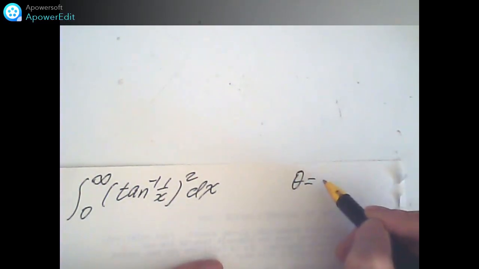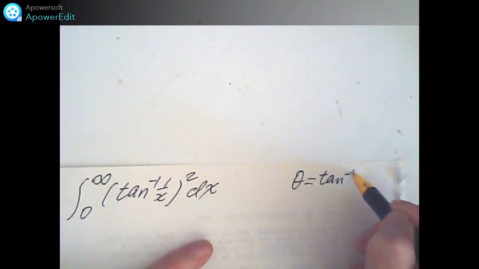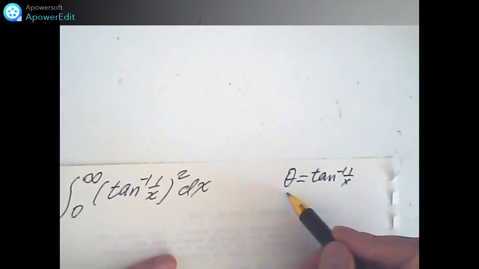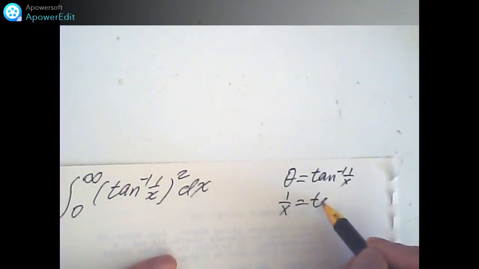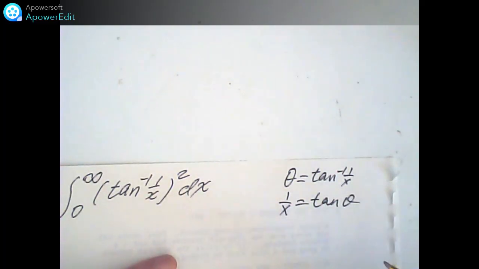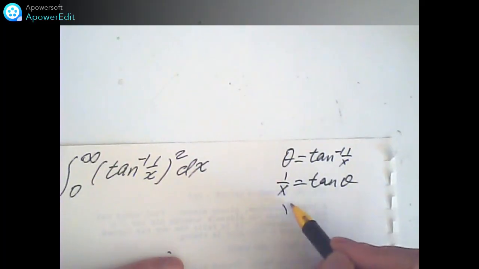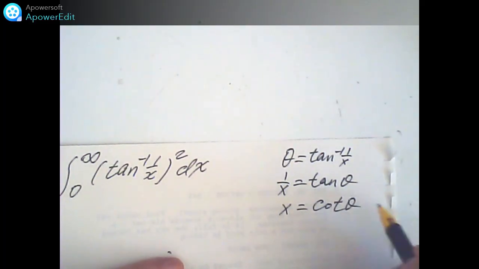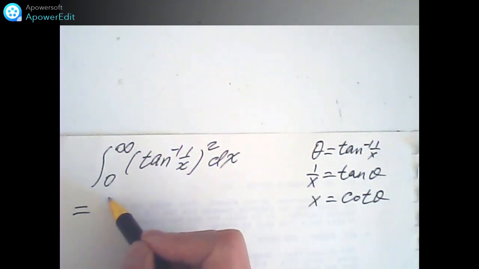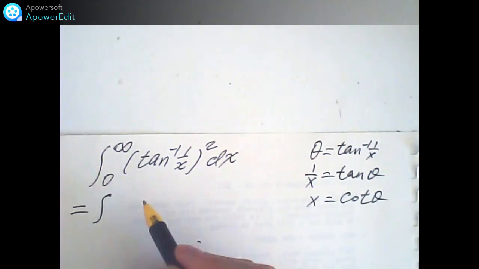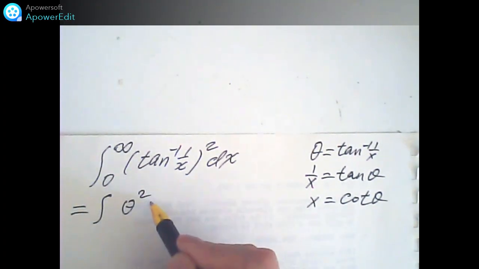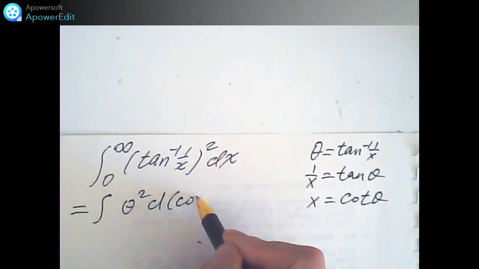Let theta be arctangent 1 over x. Therefore, 1 over x is equal to tangent theta, and x is equal to cotangent theta. So my integral becomes, this is simply theta squared, right? This is d cotangent theta.